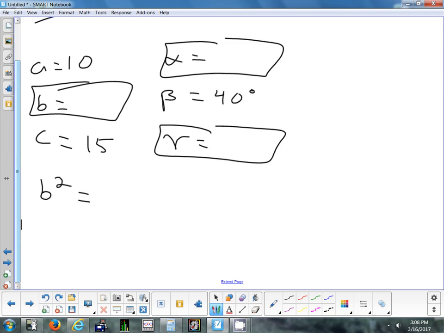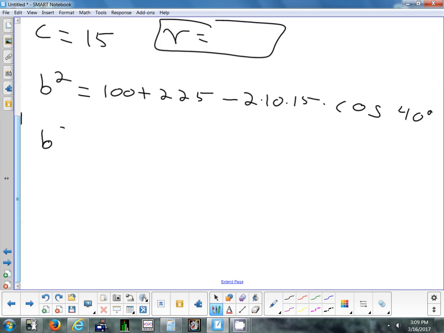And what would come next? B squared equals A squared plus C squared. Okay. So that would be 100 plus 225. And then it's minus 2 times 10, which is 20 times 15. All right, so we'll do that out in a second. So 2 times 10 times 15. Cosine 40. Okay, so this is the type where the variable is by itself pretty much. The only thing you're going to have to do at the very end is take a square root.